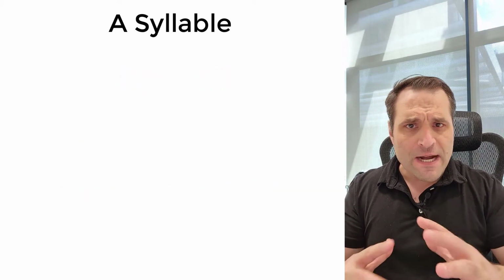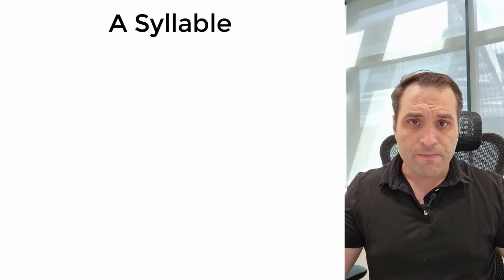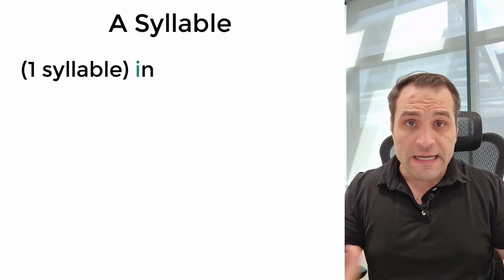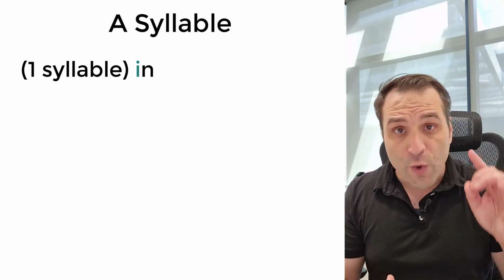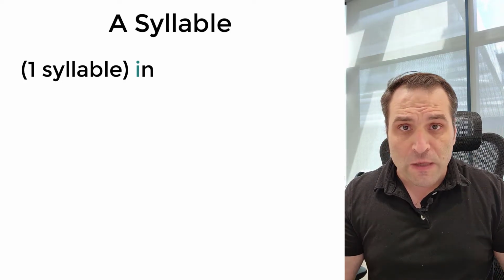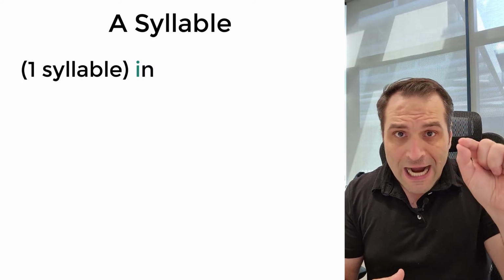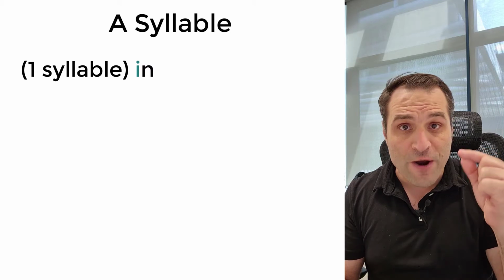So let me give you an idea what happens. I'll give you a very simple word. In. Okay? In is a simple word. It's a preposition. It's one word and it's one syllable. Why is it one syllable? Because it only has one vowel. That letter is I. It's in. So it's only one vowel.